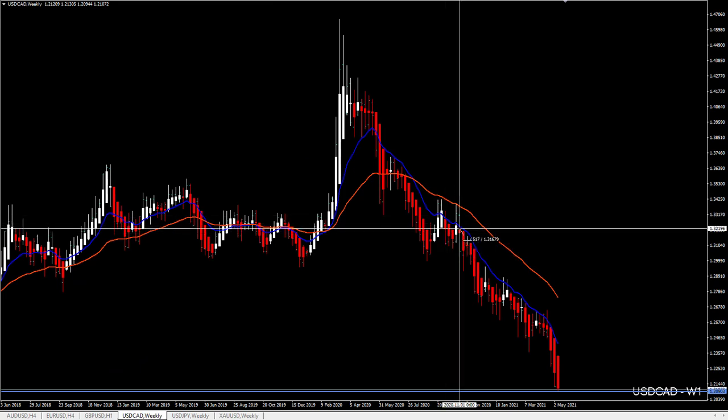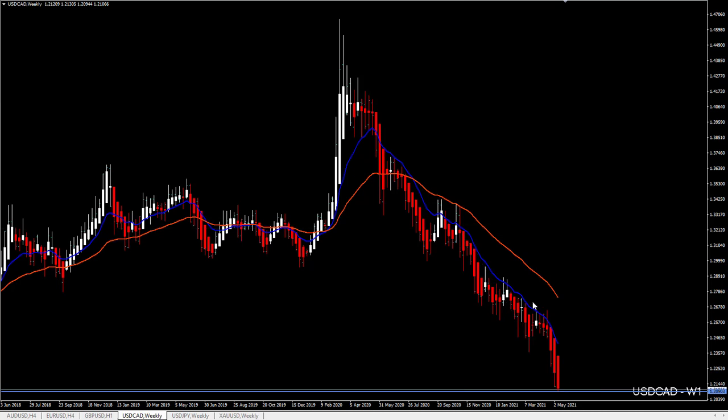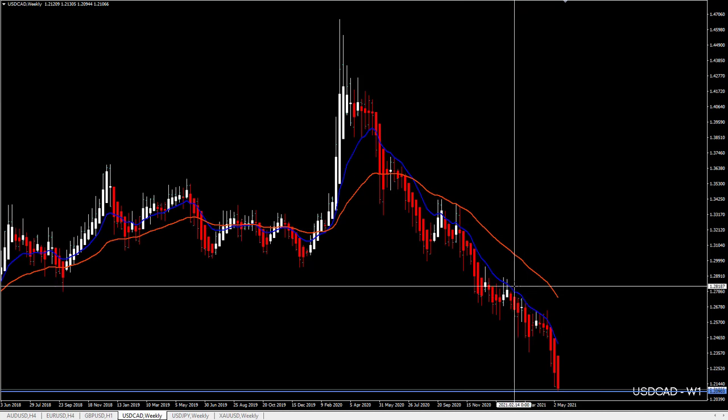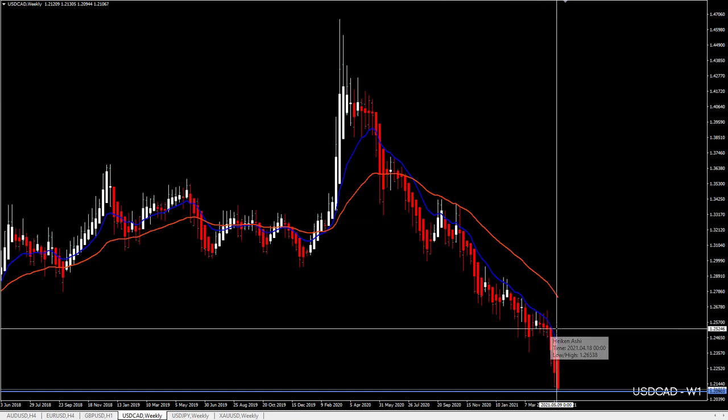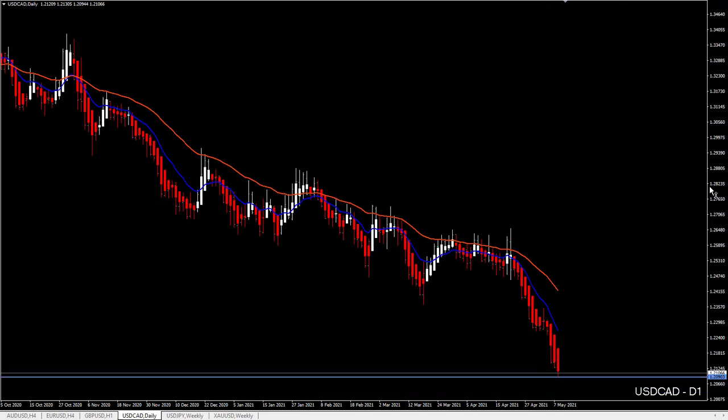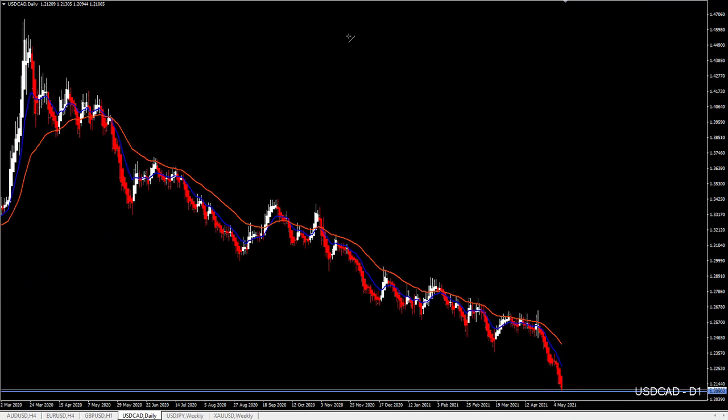This move started last year and it's still pushing down. Many times we discussed possible retracements here, but of course we always wait for the trendline breakouts, which didn't happen on the daily chart. The daily trendline is still holding, so this is really something interesting.